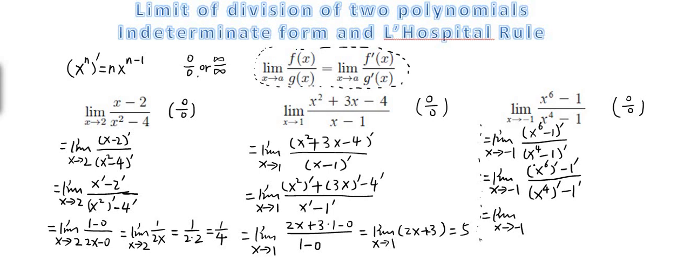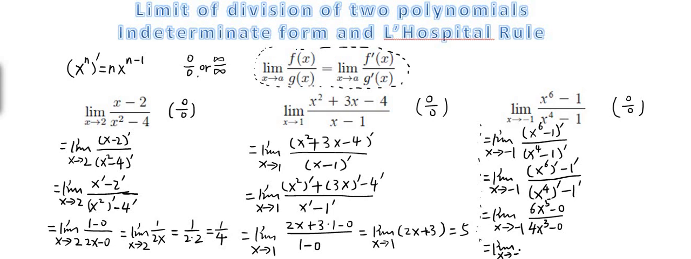So the power rule for the derivative of this one is going to be 6 x to the power 6 minus 1, that is 5, and the derivative of the constant is 0. For the denominator, that is 4 x to the power 4 minus 1 is 3, minus 0. Okay, and then we can simplify it.